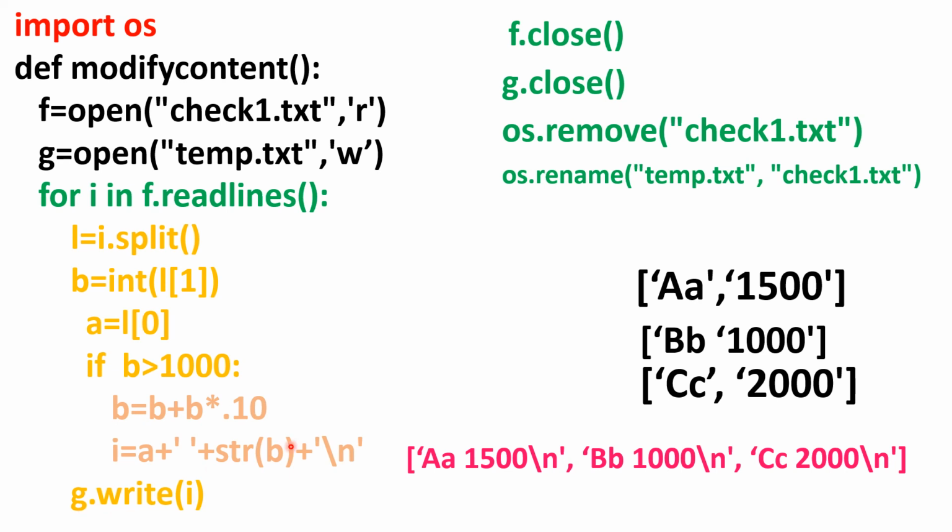After copying all the data, we have to close both the files and then remove the previous file, that means check1.txt, which already exists with the old data. Remove that one and rename the temporary file, in which we have copied the modified data, to check1.txt. Now we will have a file check1.txt with the modified data in it.